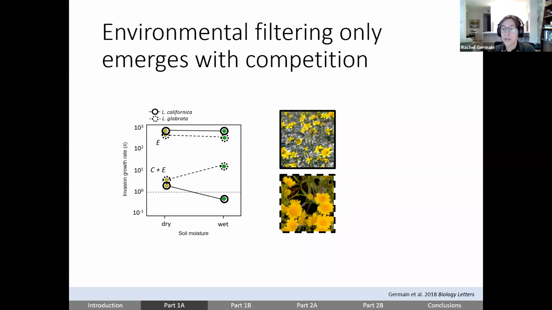Again, if you then compete these two species together, there's two things that you can see. The first is that in a dry environment, they both fall above this persistence threshold. This is a case where you actually expect that these two species can coexist together. It isn't until you look in a wet environment that now this Californica species is actually driven below that persistence threshold, and you would expect glabrata to be the competitive dominant that excludes the other species. So you get coexistence in one environment and not in another environment.